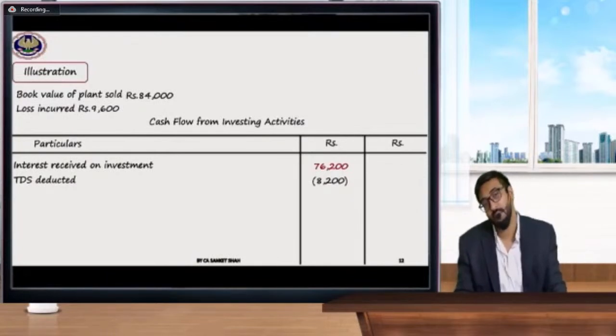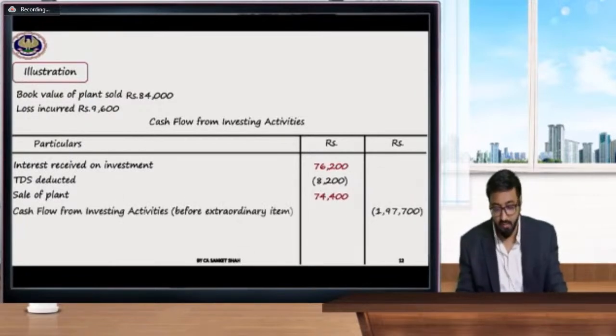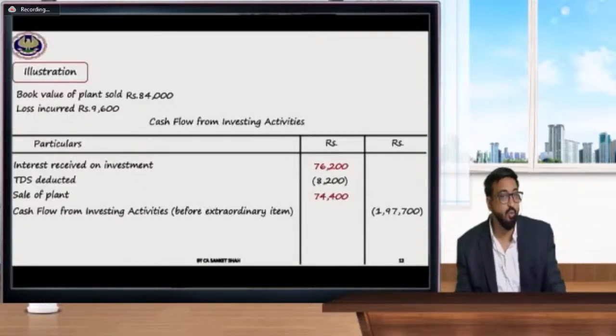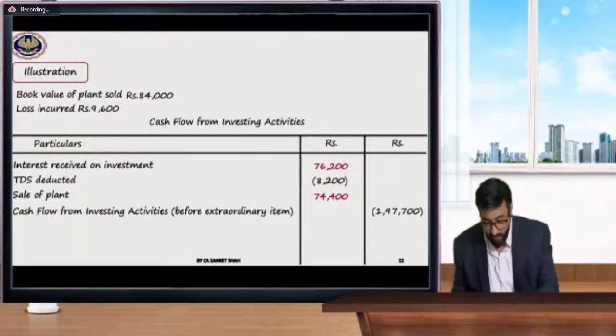Yes beta, can you tell me what is the selling price? 74,400. Very good. Yes, you are correct. And that's why cash flow from investing activity is 197,700. So what are new concept here? One is of TDS. हाँ, are you going to consider that exchange in cash flow statement? Plant के बदले में debentures दिए. Are you going to consider it? No. So where you will get this question?